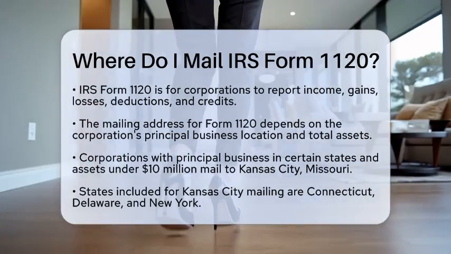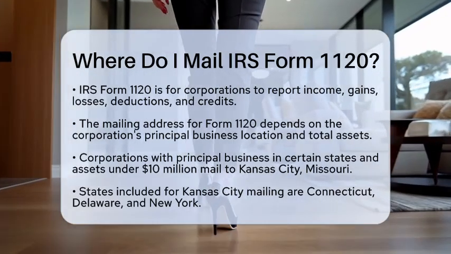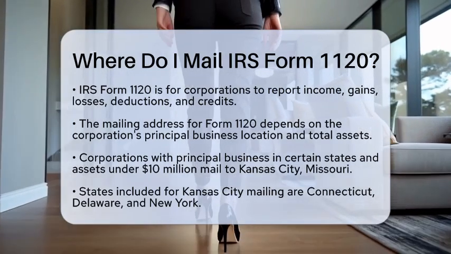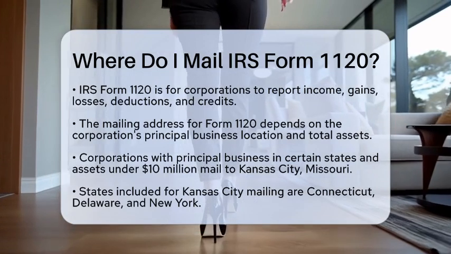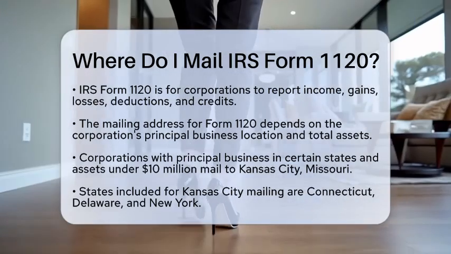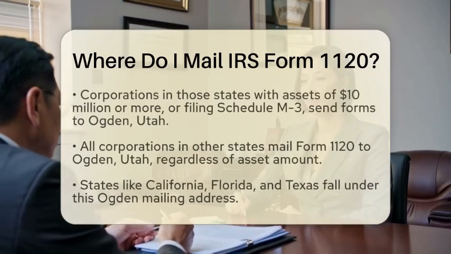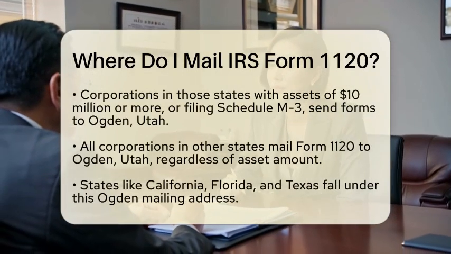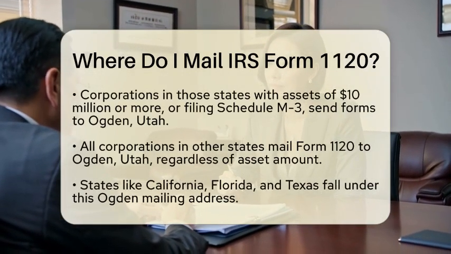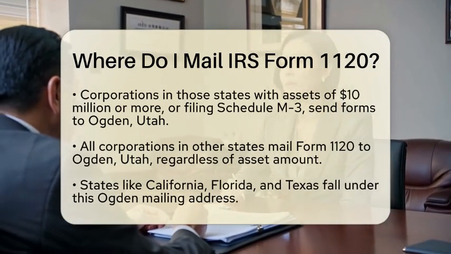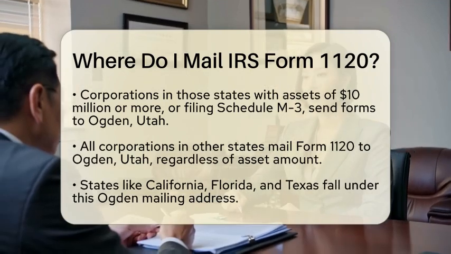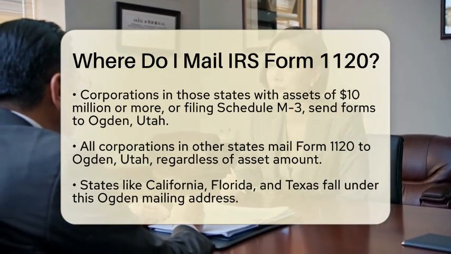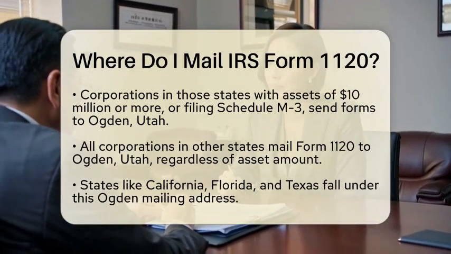First, if your corporation's main business is in certain states and your total assets are less than $10 million, you will send your Form 1120 to the Department of the Treasury, Internal Revenue Service, Kansas City, Missouri, zip code 64999-0012. This applies if you are not filing Schedule M3 and your principal business is in states like Connecticut, Delaware, or New York, among others.